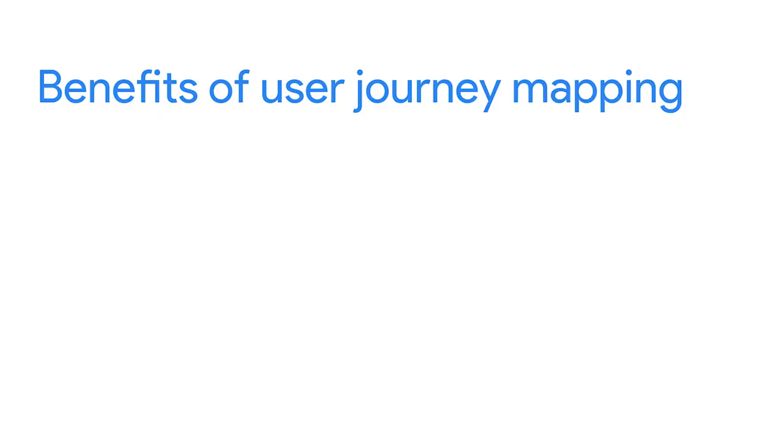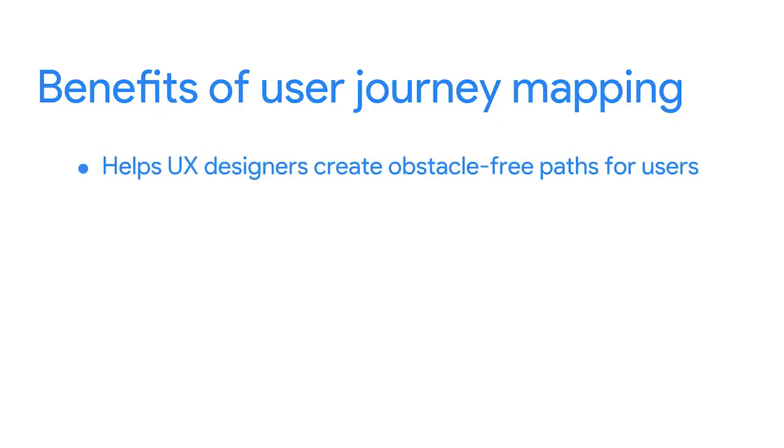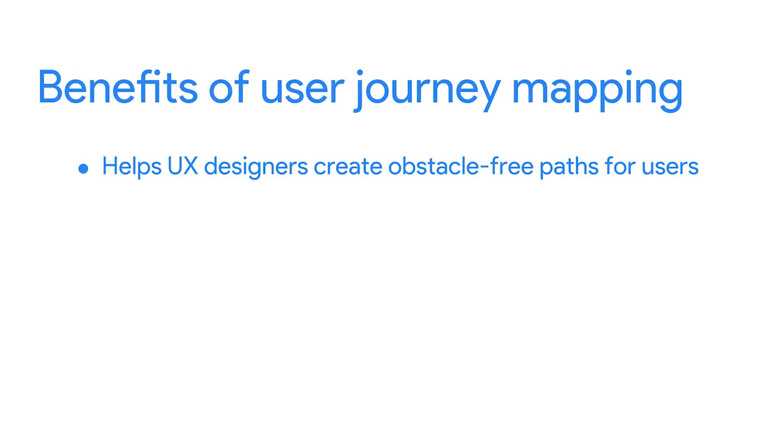The same idea applies to journey maps. A user journey map helps UX designers create obstacle-free paths for users. That's the first benefit to user journey mapping. Now let's go over some more. A user journey map reduces the impact of designer bias, which you might remember as the tendency for the designer to design according to their own needs and wants, instead of the user's.